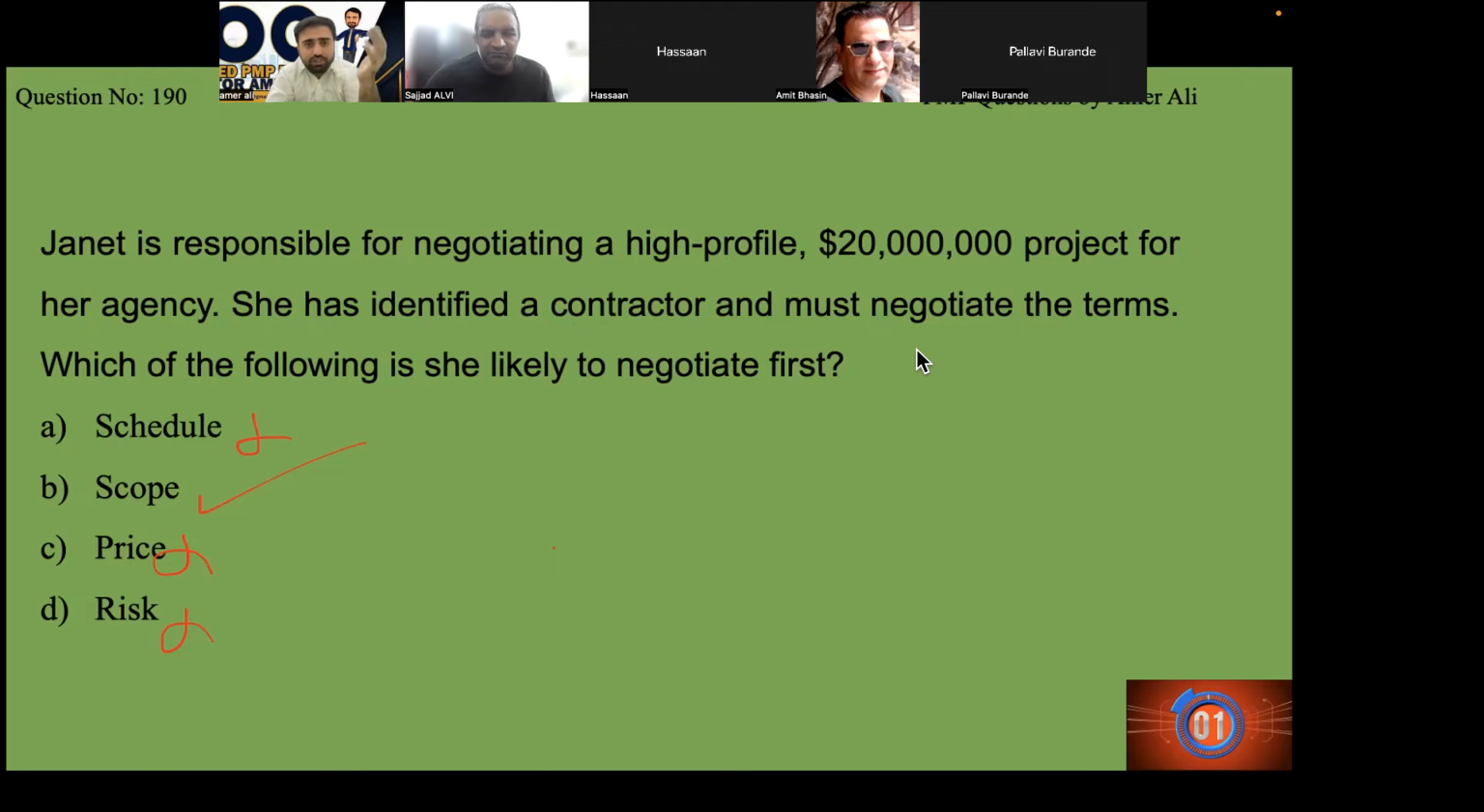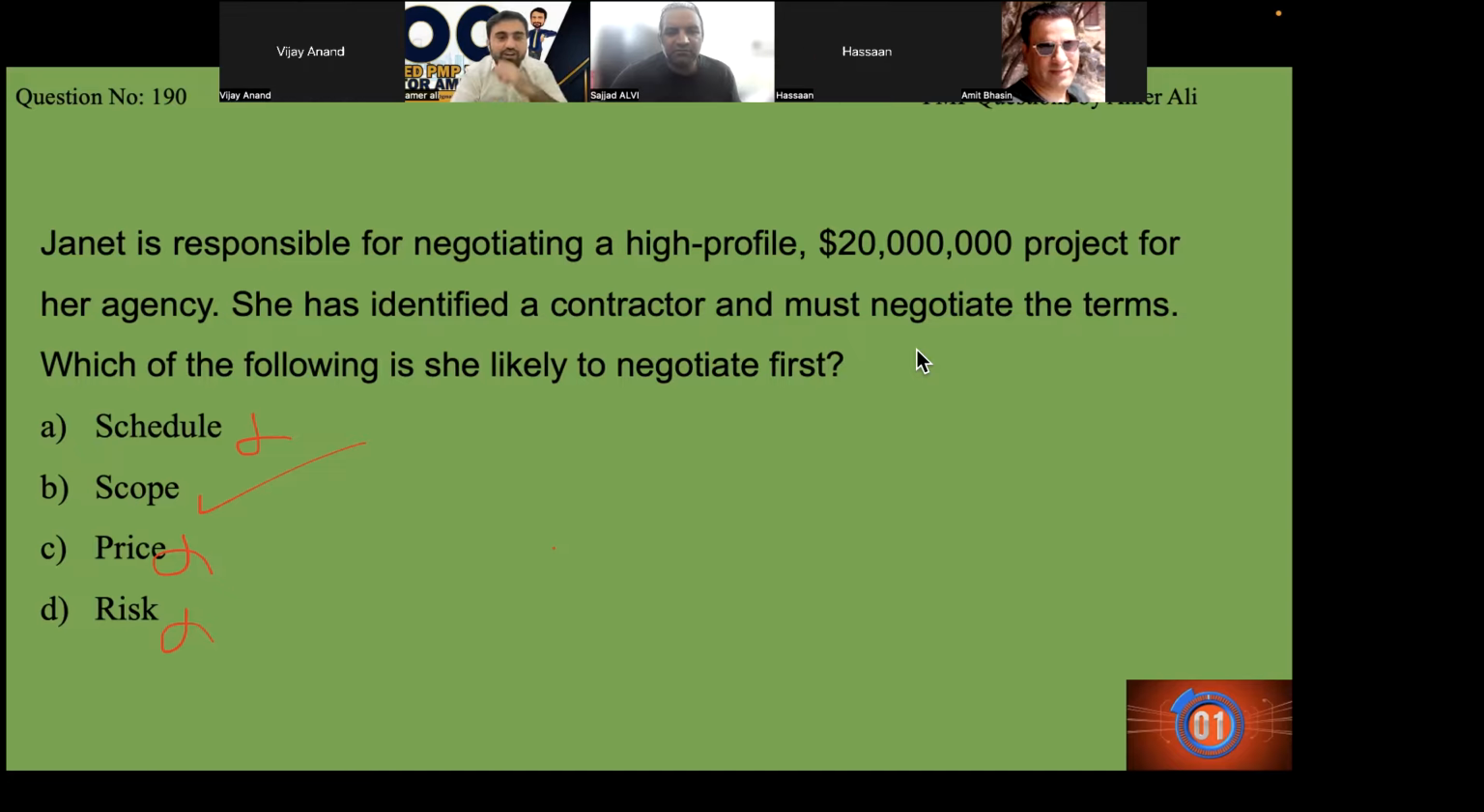Price will be the last thing. First we ask, can you do this thing? Good. Can you do it in this time? Good. These are the risks. Can you handle it? Good. How much are you going to charge? That's how you do it. Has it ever happened that you go to a shop and start negotiating, and after 15 minutes you realize they don't even have the product? No, that doesn't happen, because there's always a scope of work. Yes, Vijay?